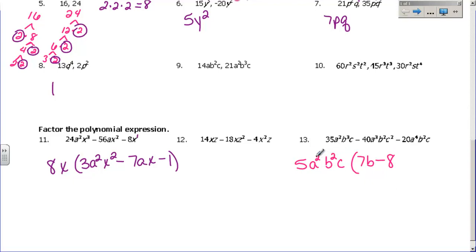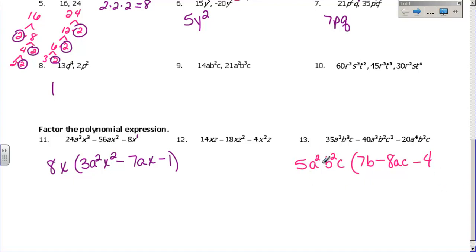Now we'll do variables. I factored out an a squared. I need an a to the third, so that tells me I need an a here. I factored out a b squared. I need a b squared. We're done with b's. I factored out a c, but I need c squared, so I need one more c. Put your minus sign. Now 5 times 4 makes 20.